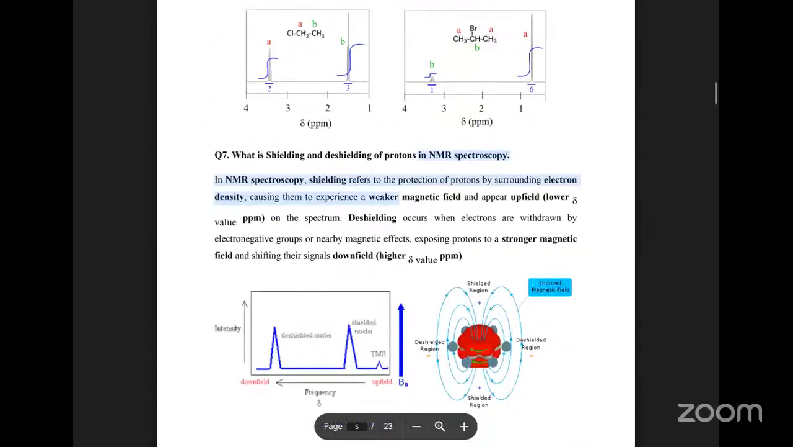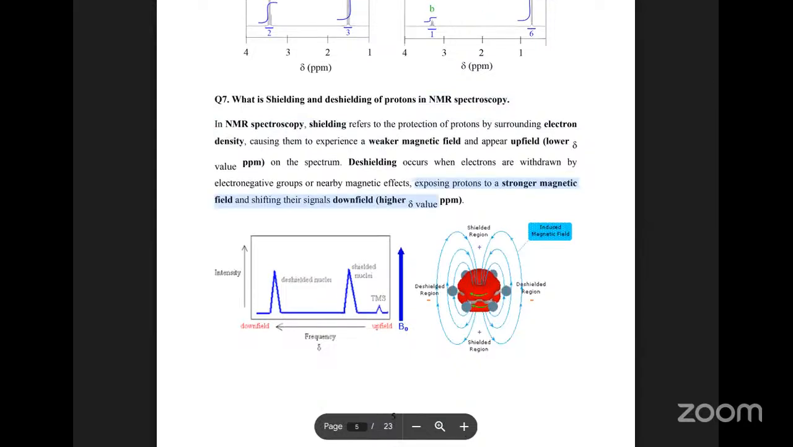Move on to the next. What is shielding and deshielding? Now we were talking about TMS, which is a standard, and this standard is at the extreme right-hand side of the spectrum. Now the observed peaks are away from 0. Now how far away? This how far away means the number of del value, whether it is close to 0 or away from 0, that means maybe a bigger number. So that number is related to the shielding and deshielding phenomena.